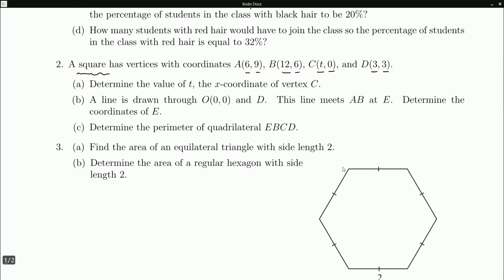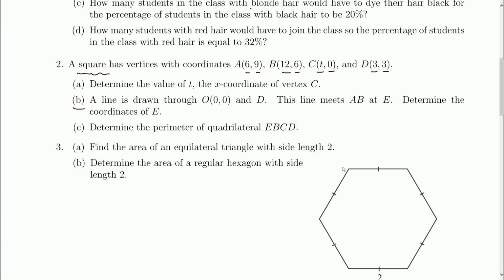Okay. So 2B here. A line is drawn through the origin and D. Well, D is 3, 3, so this is just going to be the line y equals x. But we'll probably have to justify that in a second. This line meets AB at E. Determine the coordinates of E.